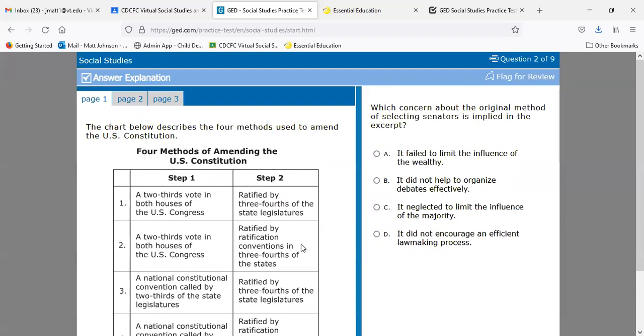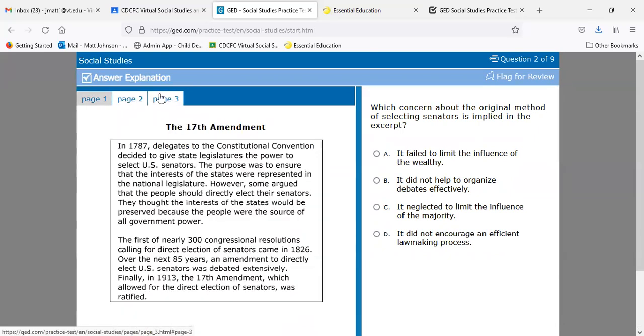Which concern about the original method of selecting senators is implied in the excerpt? So is it A, it failed to limit the influence of the wealthy? B, it did not help to organize debates effectively? C, it neglected to limit the influence of the majority? Or D, it did not encourage an efficient lawmaking process?